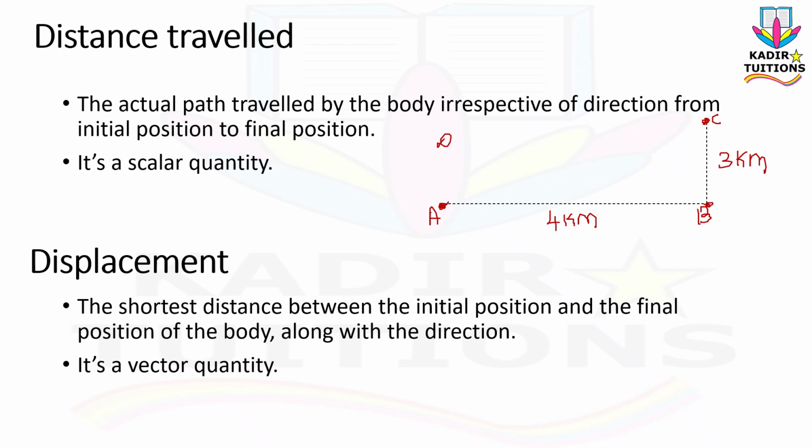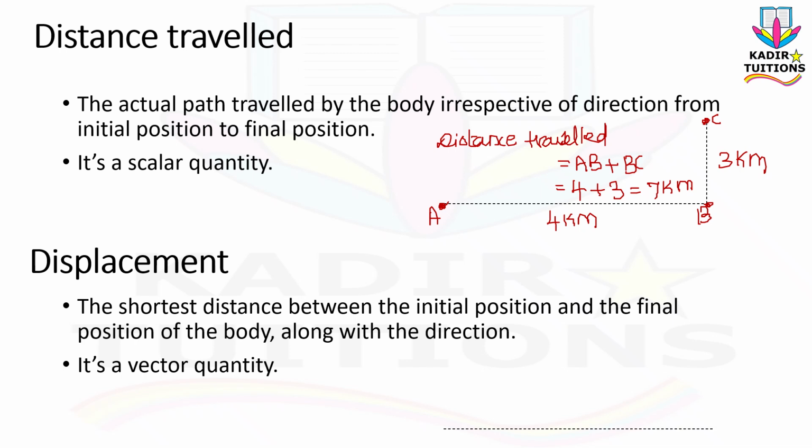So the distance traveled is what? It's AB plus BC. AB is 4 kilometer and BC is going to be 3 kilometers. So totally it is 7 kilometers. So what is the distance traveled from A to C? It is 7 kilometer.